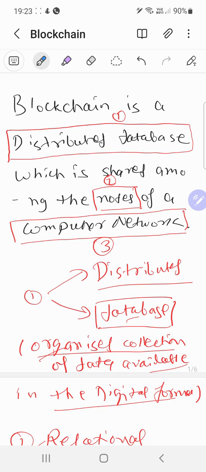Okay, so I'll stop right here. I have tried to explain to you the concept of blockchain at a very high level from its definition, and I hope that I have explained it properly.